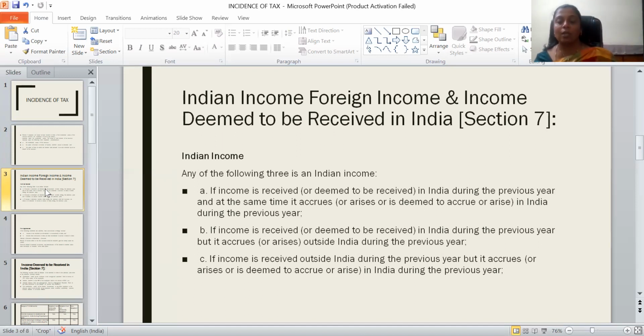If income is received outside India during the previous year, but it occurs or arises or is deemed to occur or arise in India during the previous year, that also is termed as your Indian income for tax purposes. So all the 3 incomes are termed as Indian income.